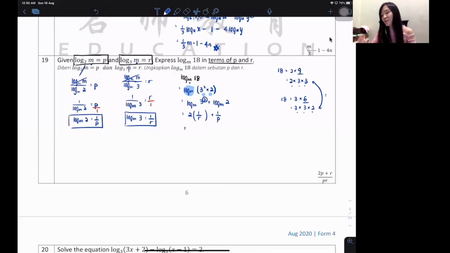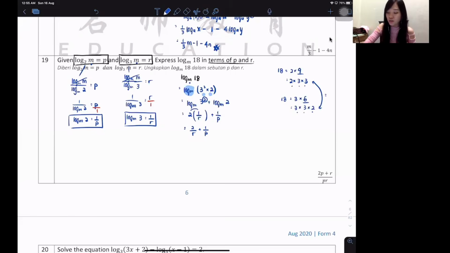Cannot, my dear. Can you hear that I'm teacher and student at the same time? So 2 times 1, 2 over R plus 1 over P. Isn't it? Now we can get this. But normally, teacher won't let you stop your answer like that. You must always stop your answer in the simplest form, okay?